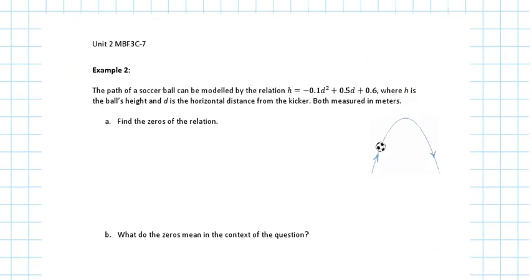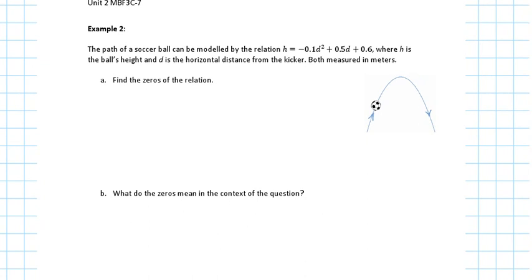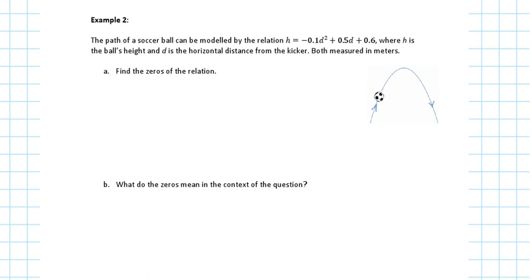The path of a soccer ball can be modeled by the relation h equals negative 0.1 d squared plus 0.5 d plus 0.6, where h is the ball's height and d is the horizontal distance from the kicker, both measured in meters. Find the zeros of the relation, so find when the ball hits the ground. This is how I would ask.